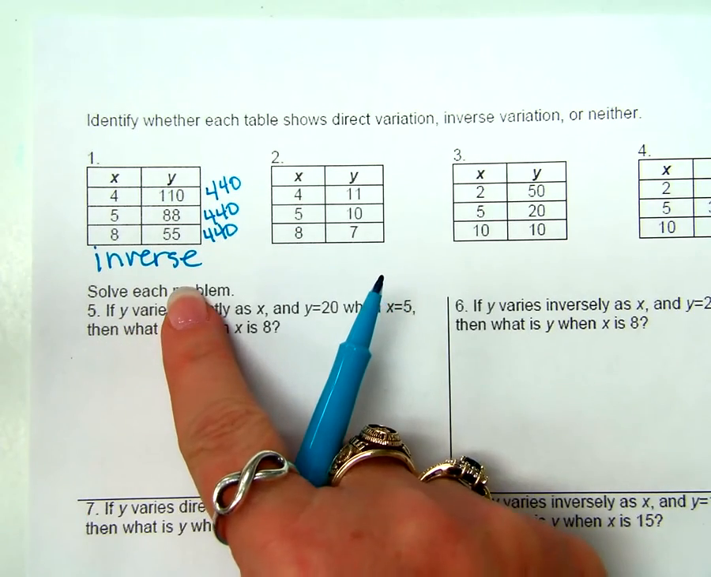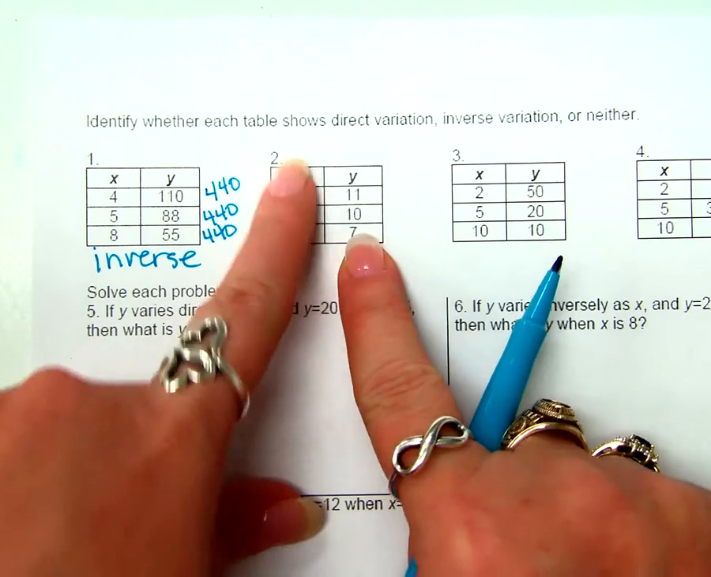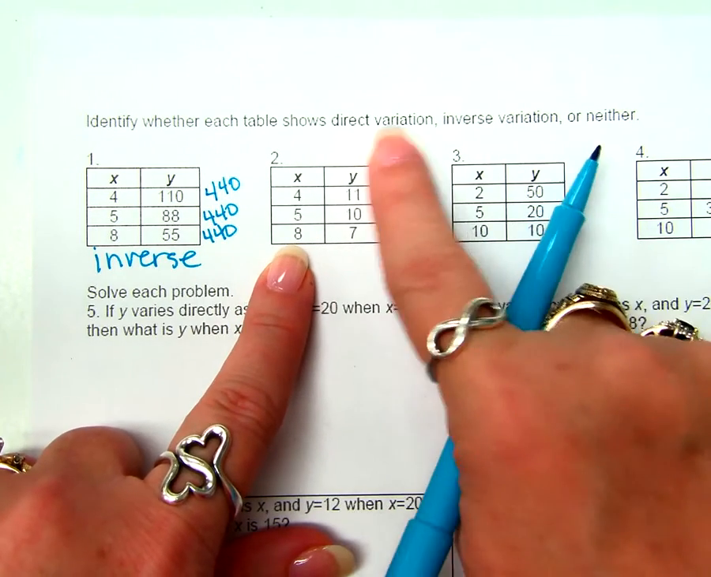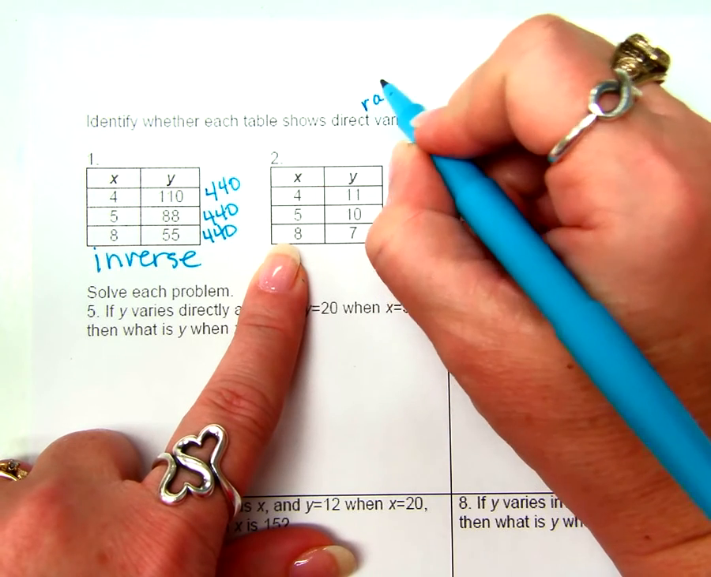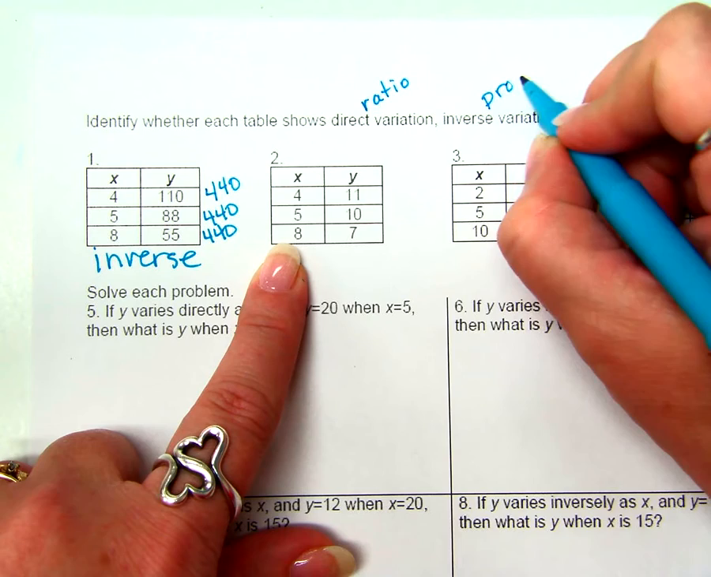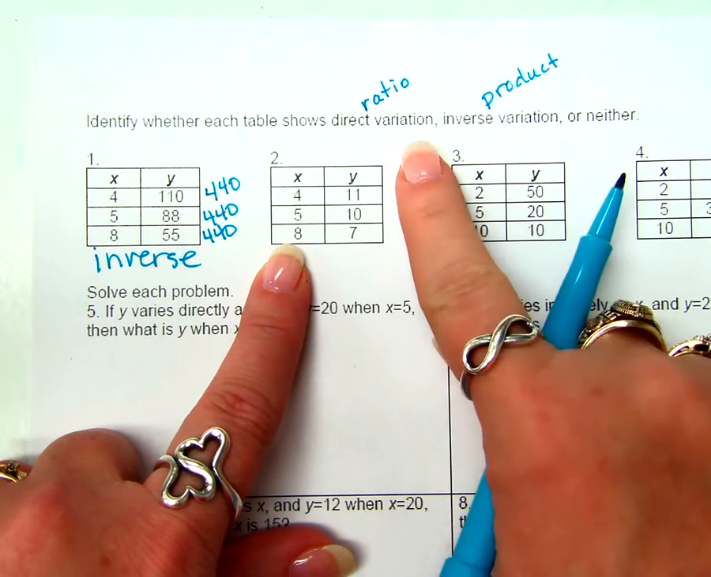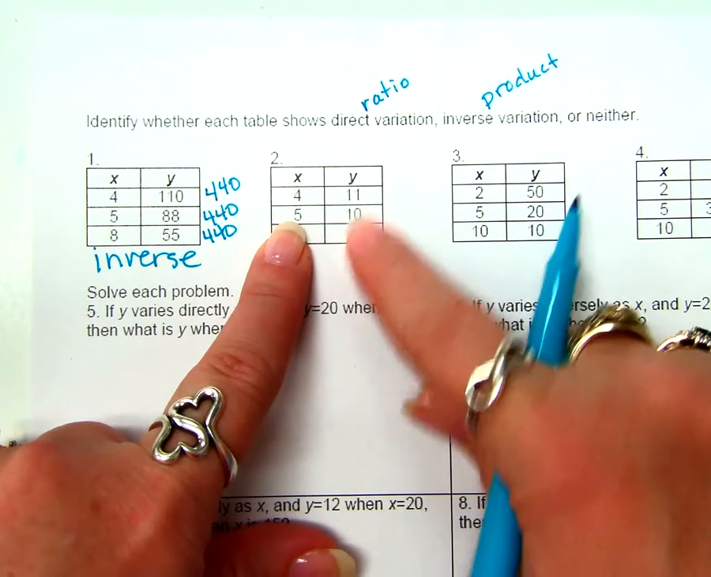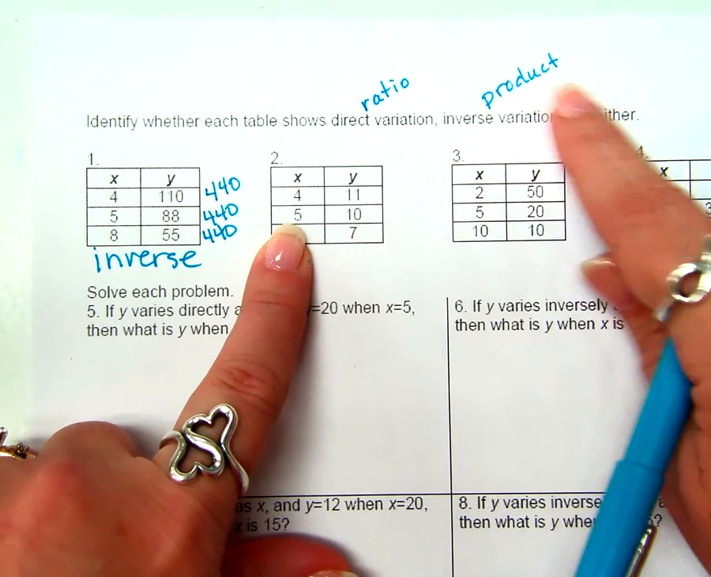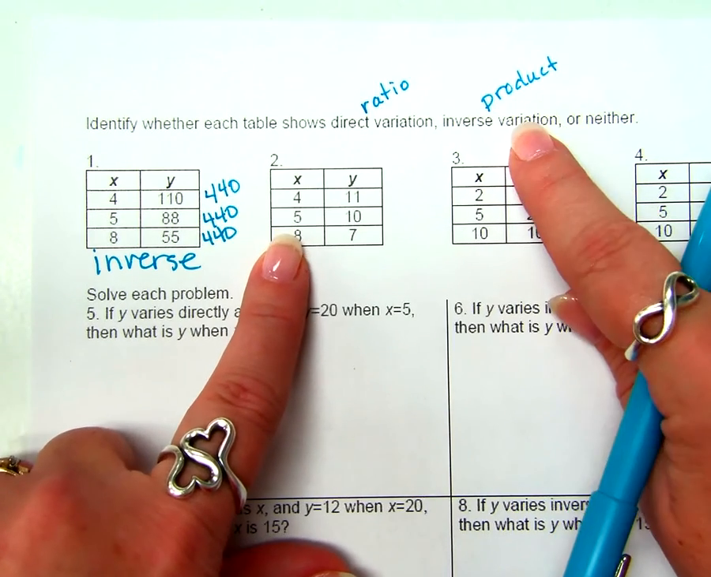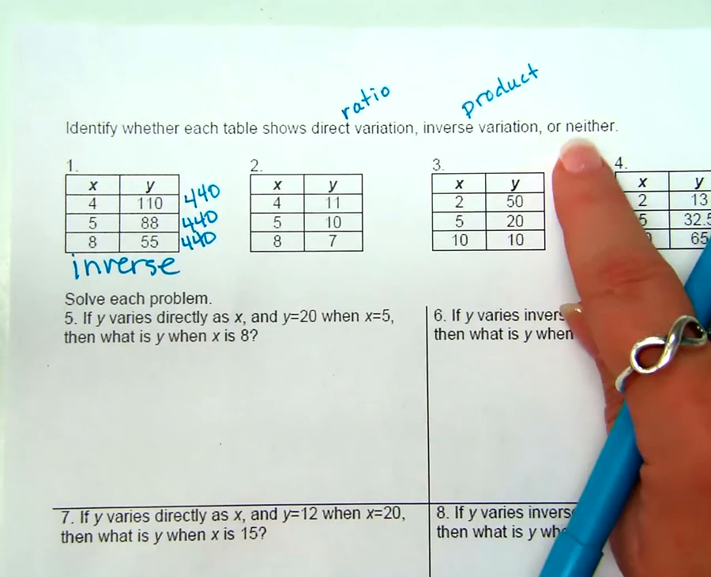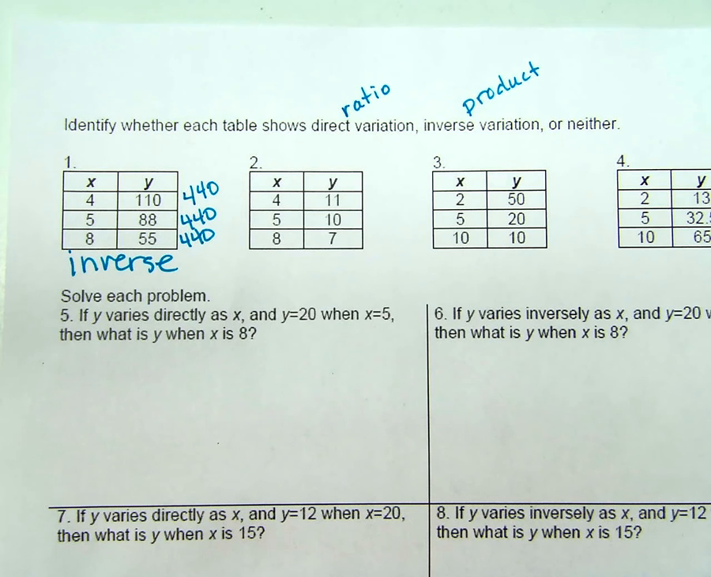So when you're looking at these tables, look for increasing, decreasing, or increasing, increasing, and then see if it's direct, they have to have a common what? Ratio. And if it's inverse, they have to have a common product. If it's increasing, increasing, and they have a common ratio, it is direct. If it's increasing, decreasing, and they have a common product, it is inverse. If one or the other doesn't happen, what is it? Neither.